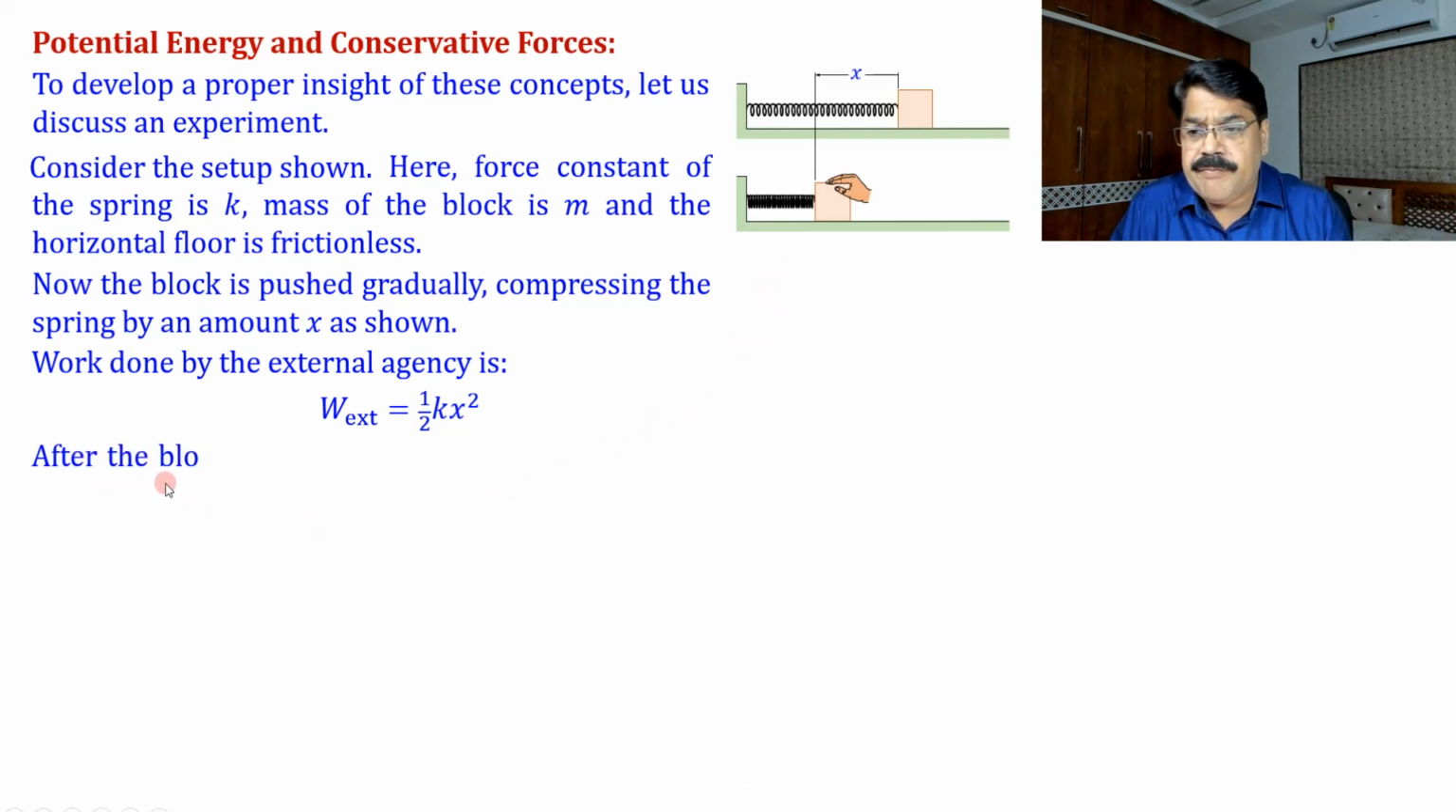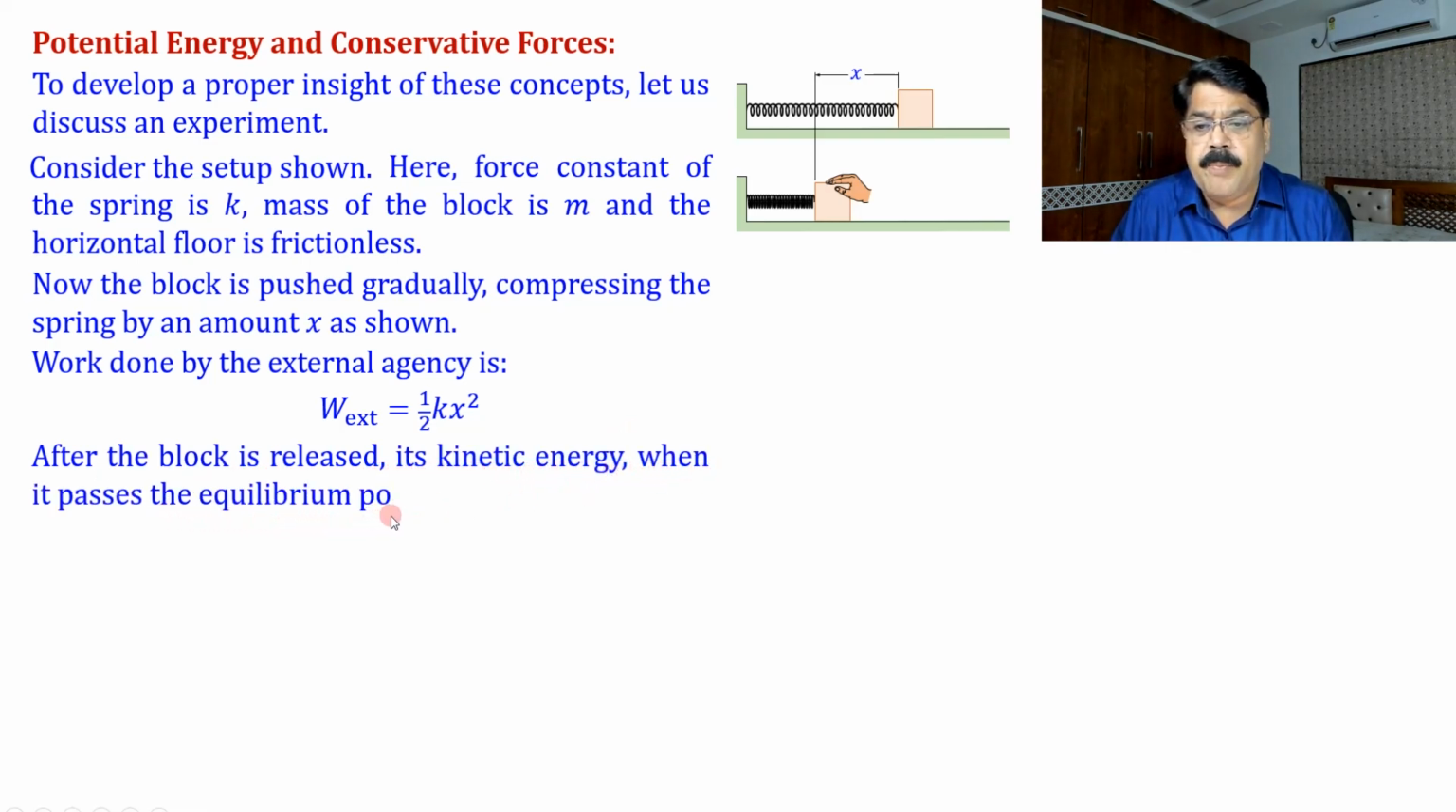That is, after the block is released, its kinetic energy when it passes through the equilibrium position is K equal to half mv square, which equals half kx square, because from here we can use the work-energy theorem. What is the work-energy theorem? When the block is released, the external forces on it are the spring force, gravity, and normal action. Under these external forces, it will move.